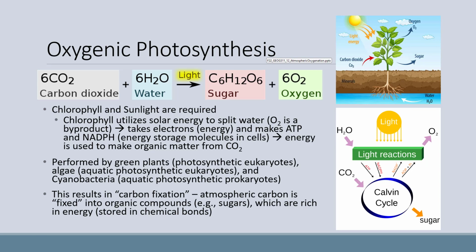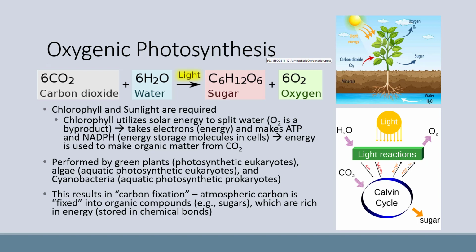It takes the electrons or energy that were stored in the bonds of water and makes ATP and NADPH, which are energy storage molecules within cells. Then this chemical energy is used to make organic matter from CO2. This process is shown well in the bottom image on the right. Oxygenic photosynthesis is performed by green plants, which are photosynthetic eukaryotes, algae, which are aquatic photosynthetic eukaryotes, and cyanobacteria, which are aquatic photosynthetic prokaryotes. The end result is carbon fixation.